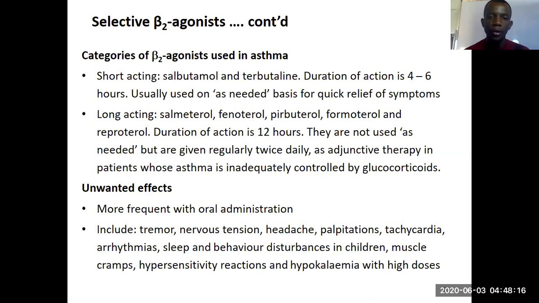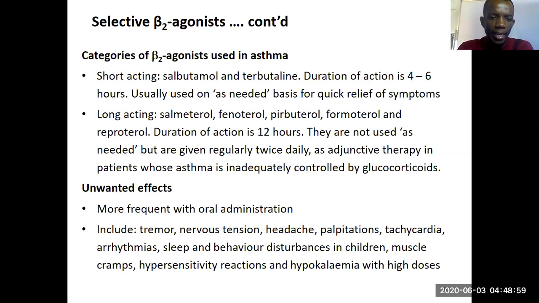And then we have those that are long-acting, okay? Salmeterol, fenoterol, formoterol, and others. The duration of action of these long-acting beta-2 agonists is about 12 hours. They are not used as needed, but are given regularly twice daily as adjunctive therapy in patients whose asthma is inadequately controlled by glucocorticoids. So on top of the inhalers these patients have, they've got drugs that they have to take at least twice daily, especially those whose condition is not controlled by glucocorticoids.